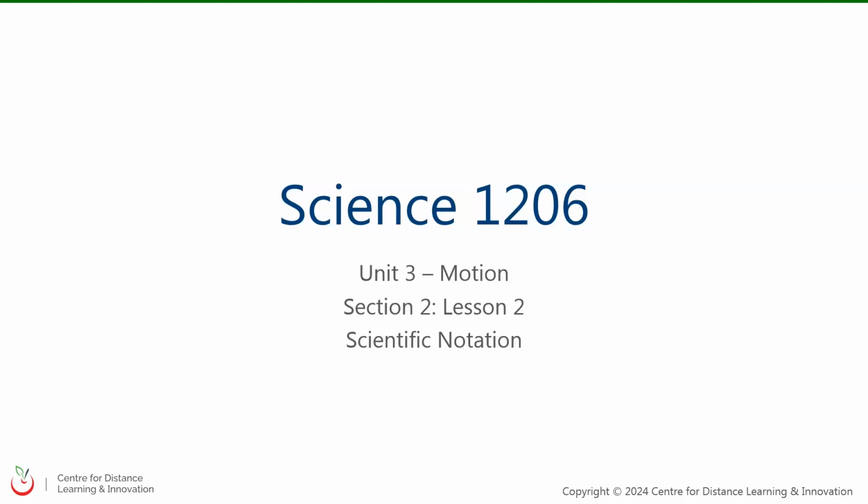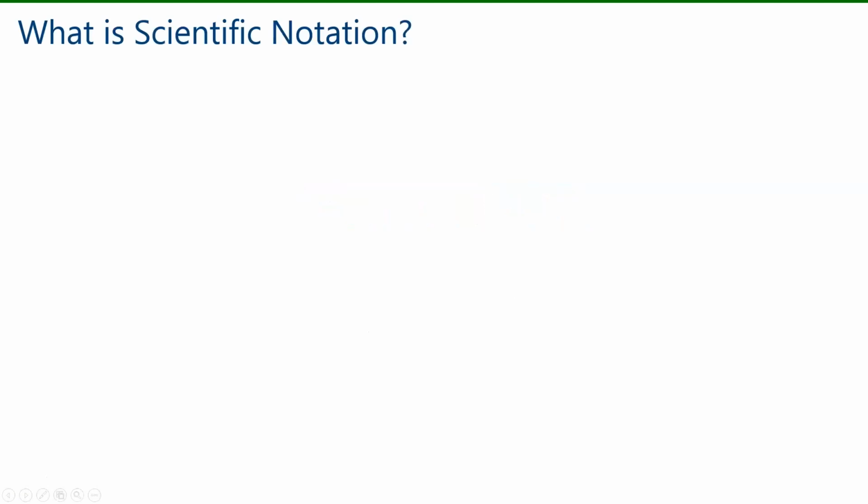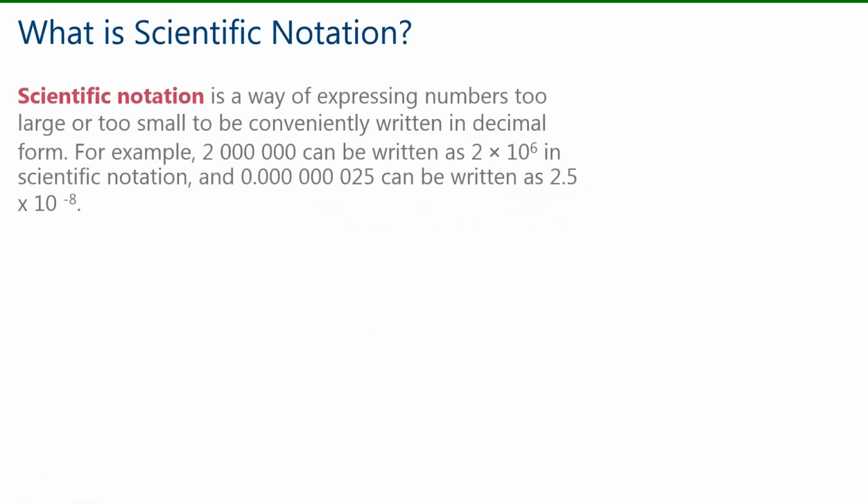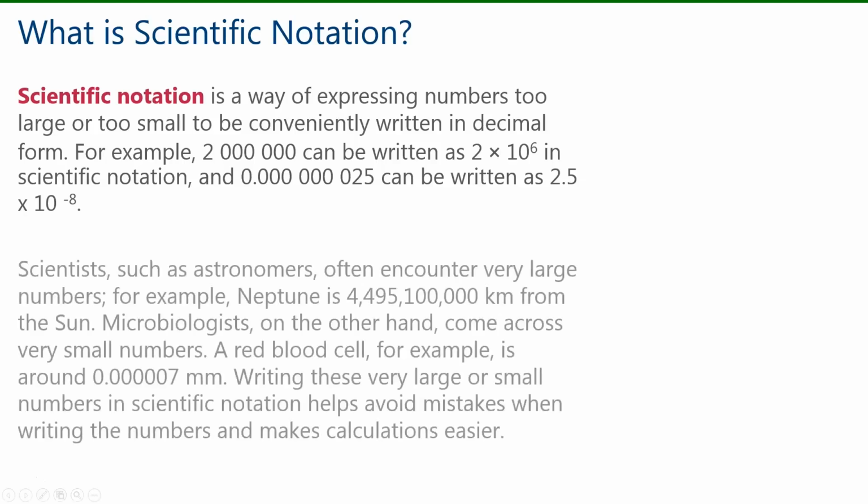In this lesson, we'll talk about scientific notation. Let's get started. What is scientific notation? Scientific notation is a way of expressing numbers too large or too small to be conveniently written in decimal form. For example, 2 million can be written as 2 times 10 to the power of 6 in scientific notation, and 0.000000025 can be written as 2.5 times 10 to the negative 8.